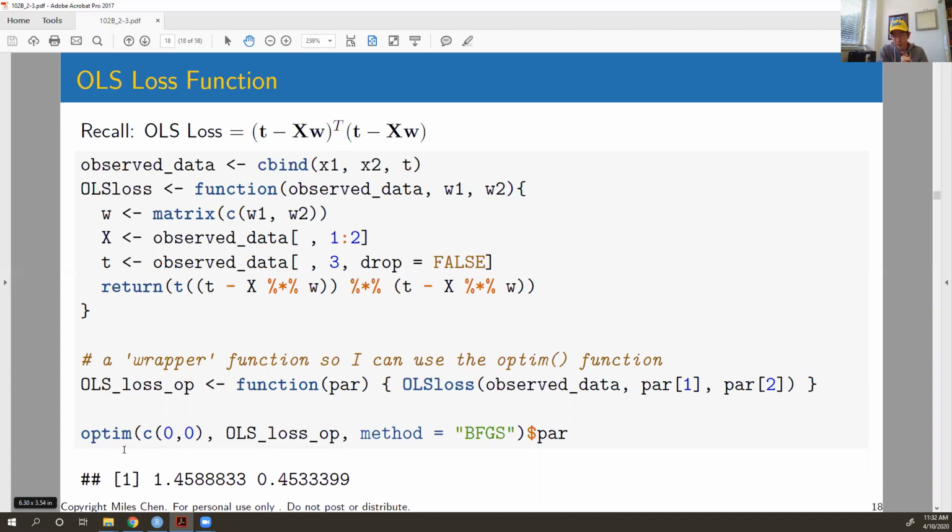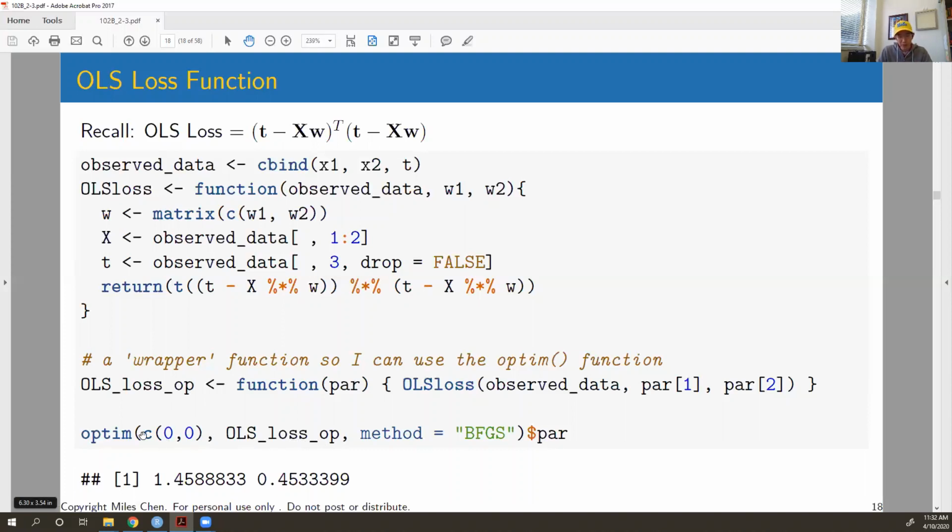And then in order to use this with R's optimization function, so R already has a built-in optimization function that will find the values that minimize whatever function you provide, we're going to use this. But the optim function always takes everything as a function of par, okay? So I just create a wrapper function that takes par, so that I can use this with the optimization function.